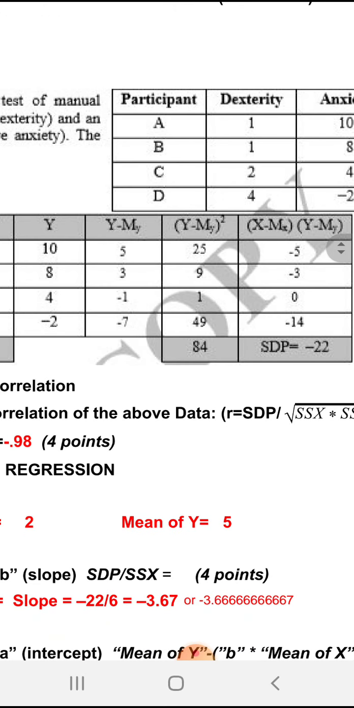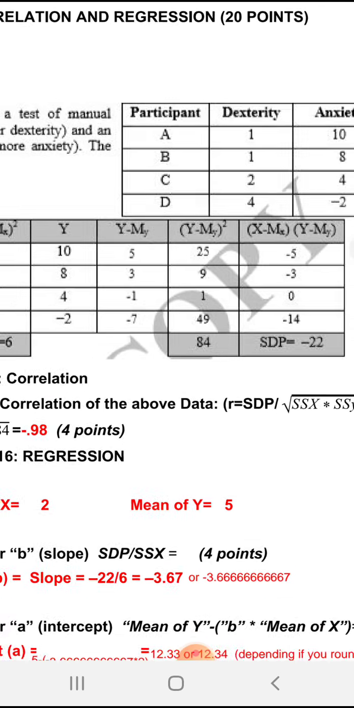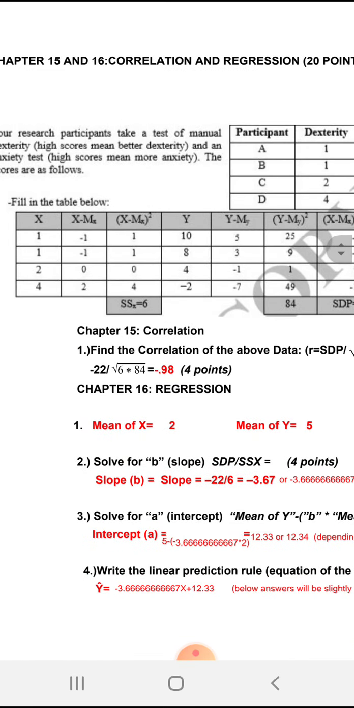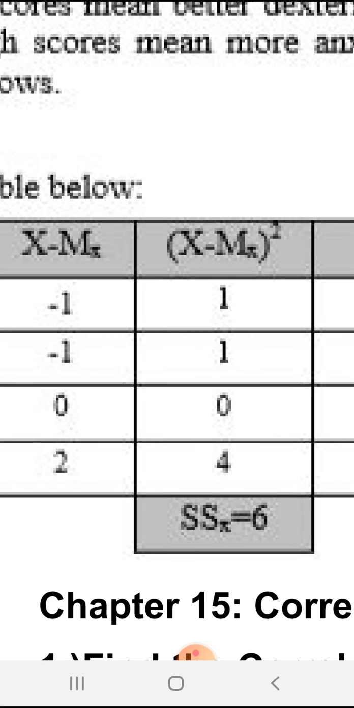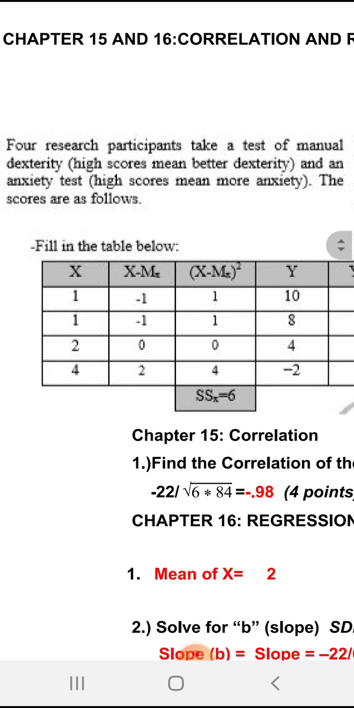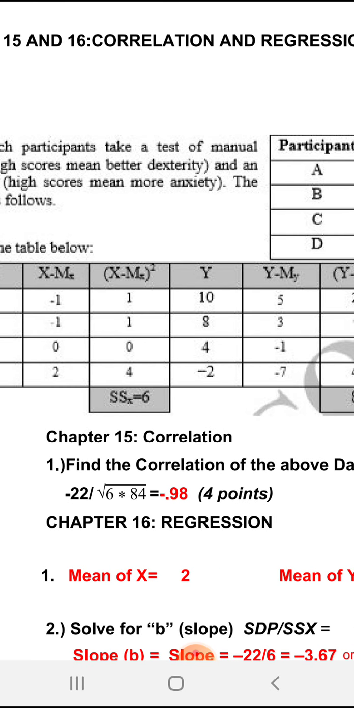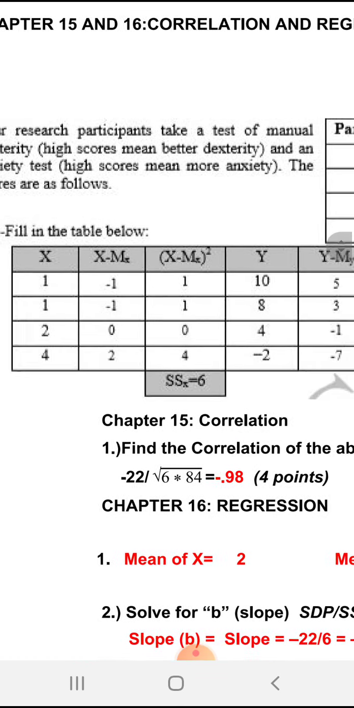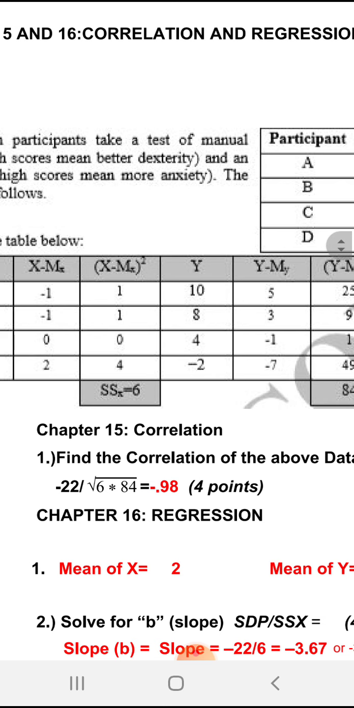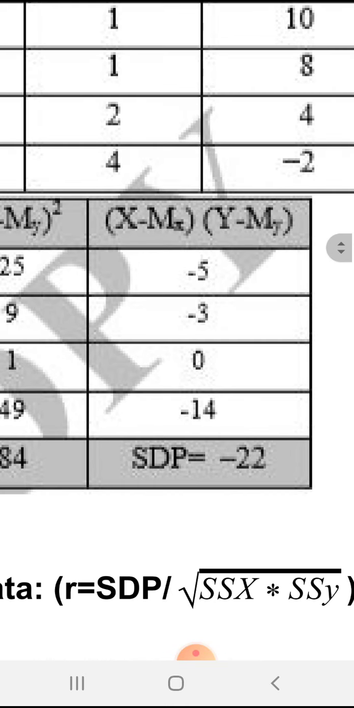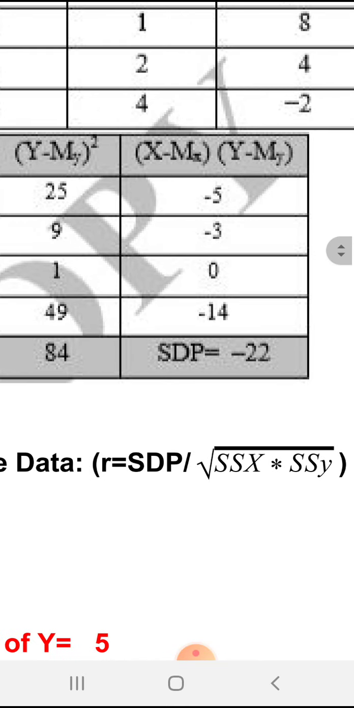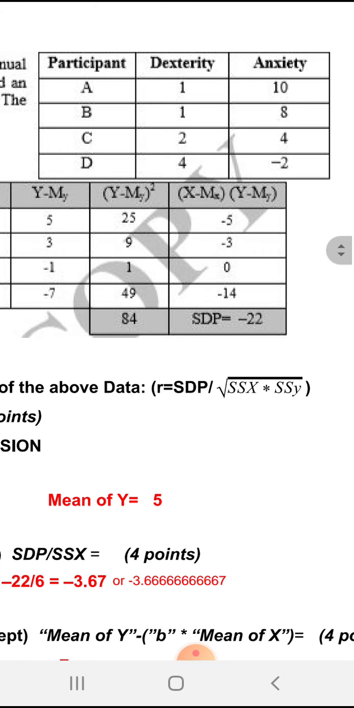Next, we have to get the sum of the deviation products. How we do that is we take each deviation, which is the step that we do before we square for the sum of squares, and we cross multiply them together. So we do x minus Mx times y minus My for each participant. So -1 times 5, -1 times 3, 0 times -1, and 2 times -7. That gives you these values here. When you add them up, the sum of the deviation products is -22.